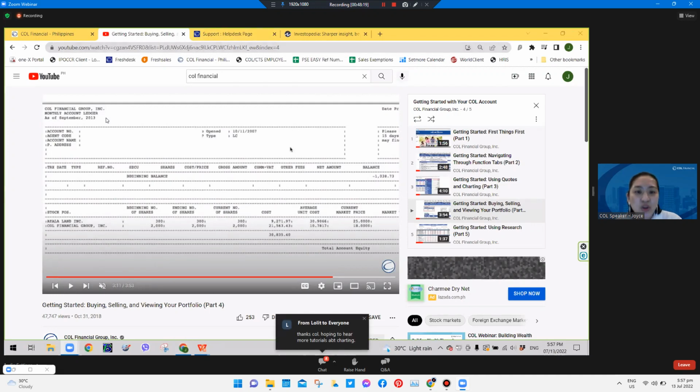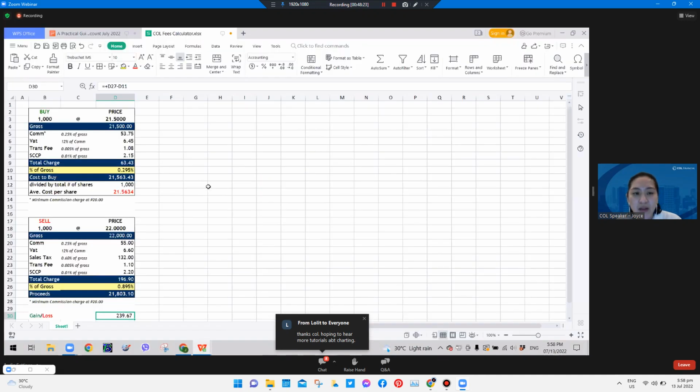So let me just show you something. I prepared this for everyone, and at the end of the webinar, I'll give you an Excel file of this. This is actually an Excel file for the fees. I want to give everyone here so that you can put in and compute the fees yourself without doing it manually. So that's why I prepared this Excel for everyone. Don't worry, everyone will have this.